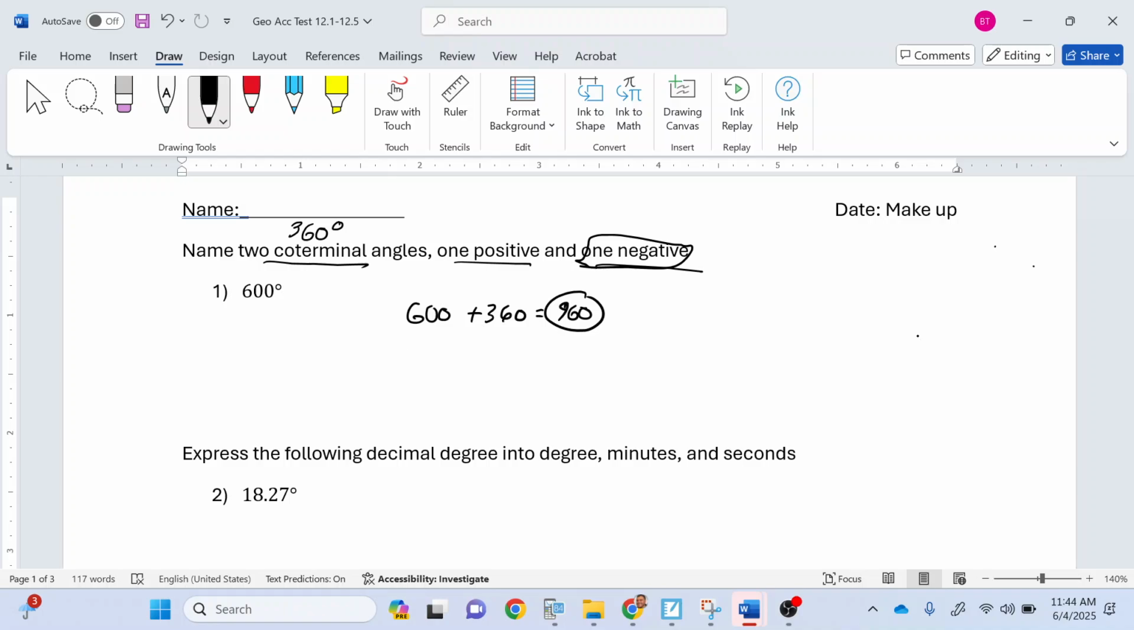So, since I need one that's negative, I'm going to do 600 minus 360. That's going to leave me 240. Now I'm going to have to do that again because I got to get to the negative. So, minus 360 one more time. That's a negative 120. So negative 120 is a coterminal angle. Technically, I could do it an infinite amount of times, but I just asked for one positive, one negative, and I'm done.